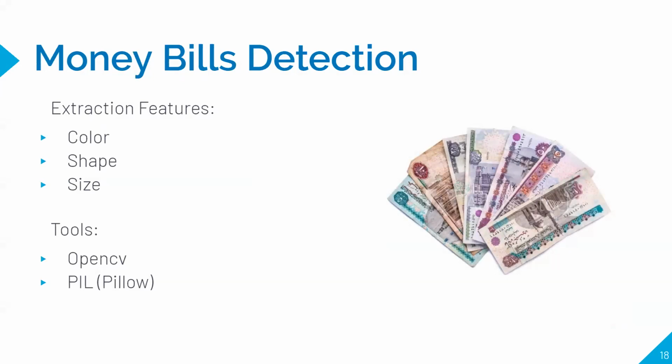Okay, to implement the money bill detection feature, we are basically counting on the differences found between each bill, which can vary in color, shape, and size. This was done by mainly using two of Python's computer vision libraries, which are OpenCV and Pillow.